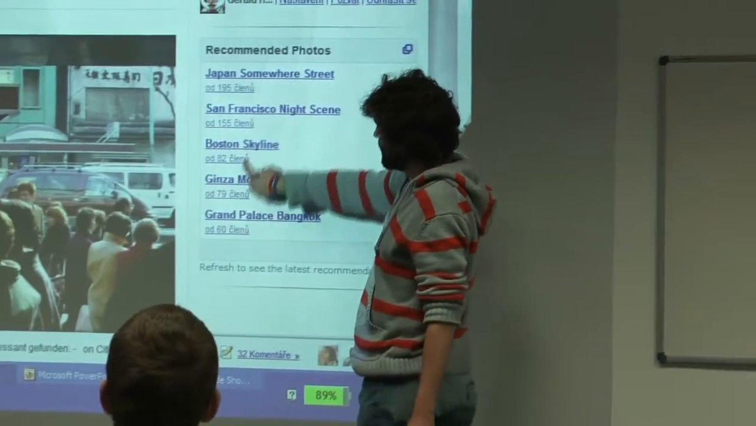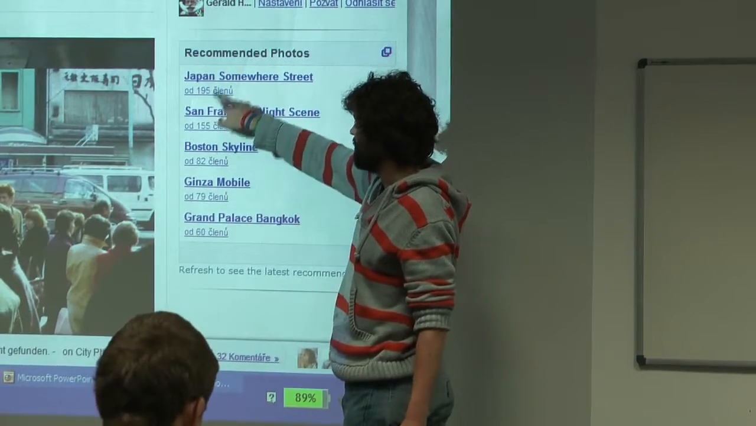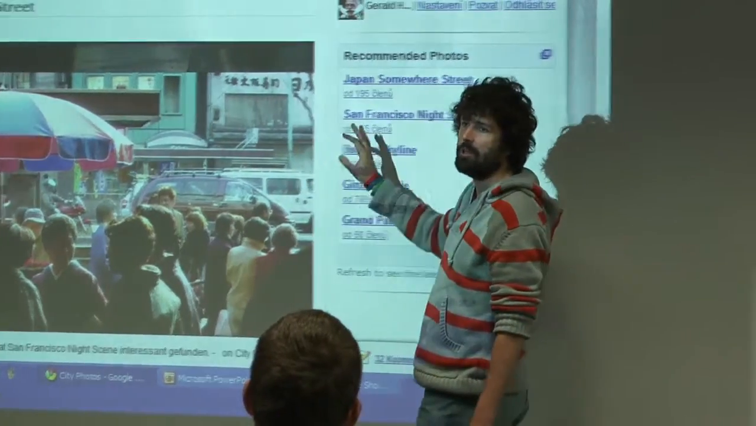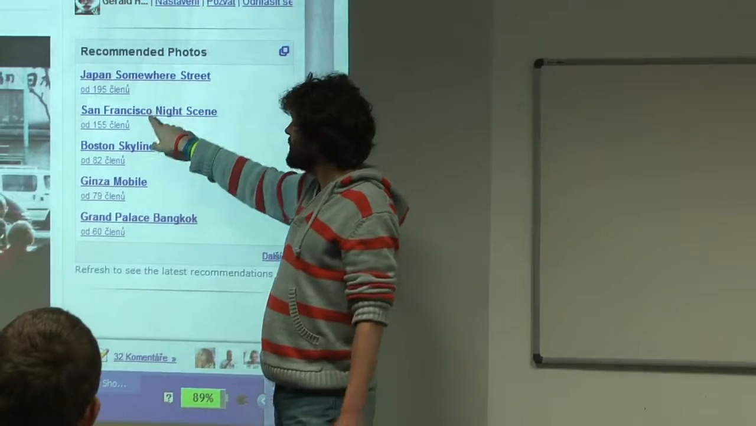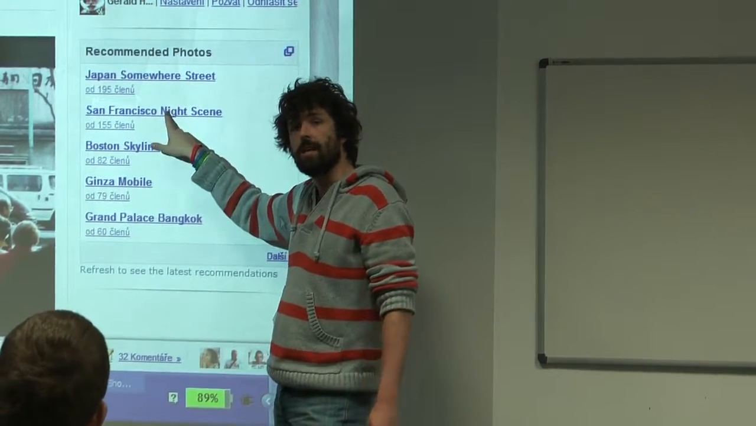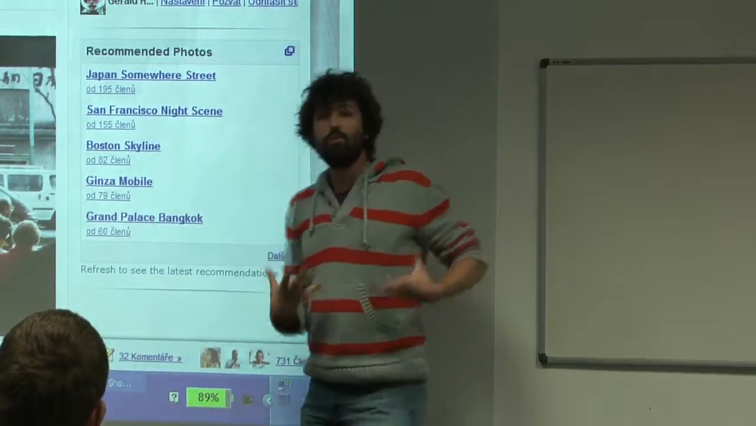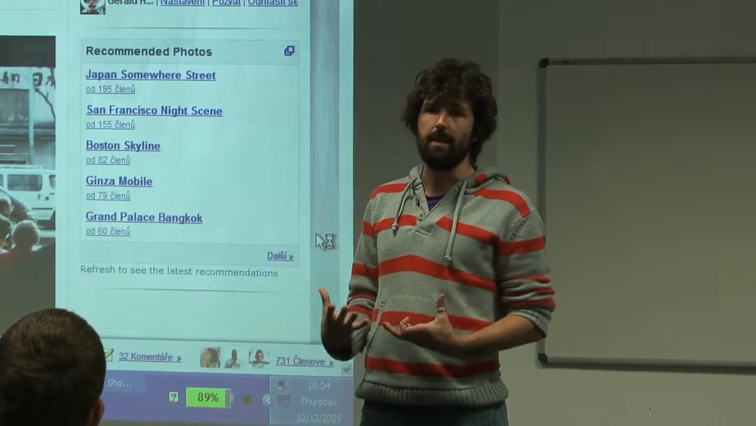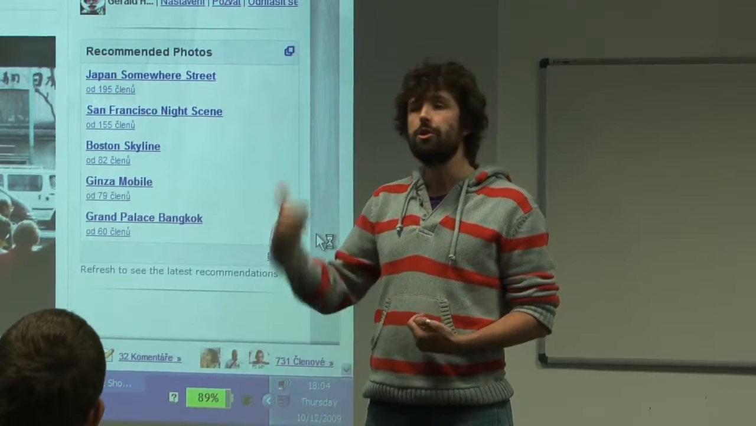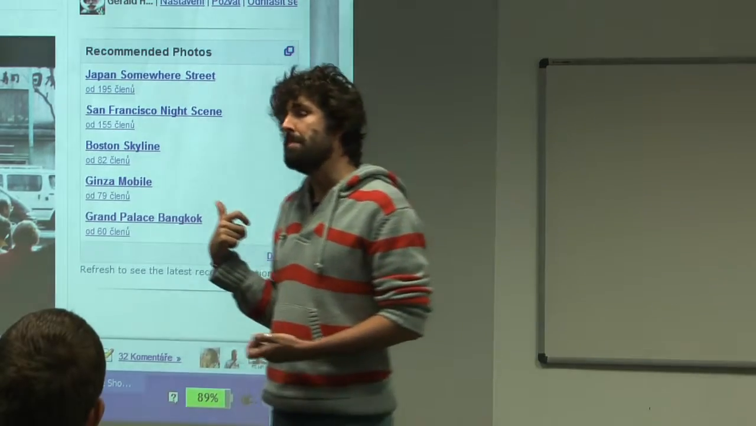as people answer these, you'll see that it builds up over time. So again, because this is a demo site, Japan Somewhere Street, people are all just clicking the top one because it's easy. So that's at the top. But as you go down, the San Francisco Night Scene actually isn't the second one, so people are taking time. But for a real site with real content, you're actually going to see people starting to recommend these features to their friends. You can choose to send that back to people on their networks.